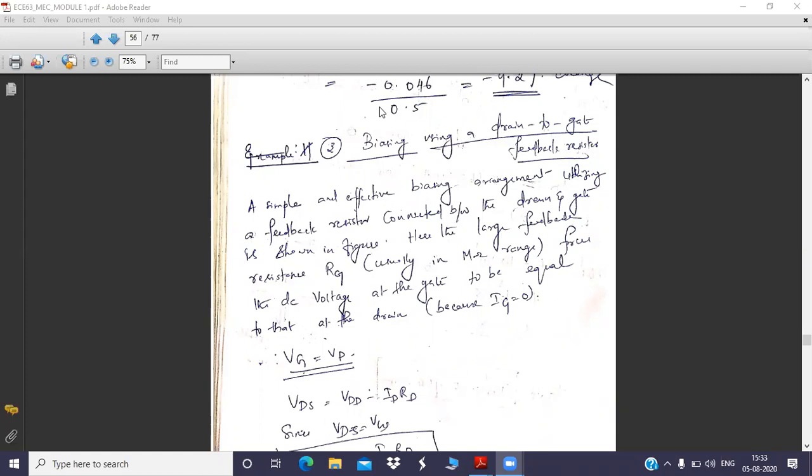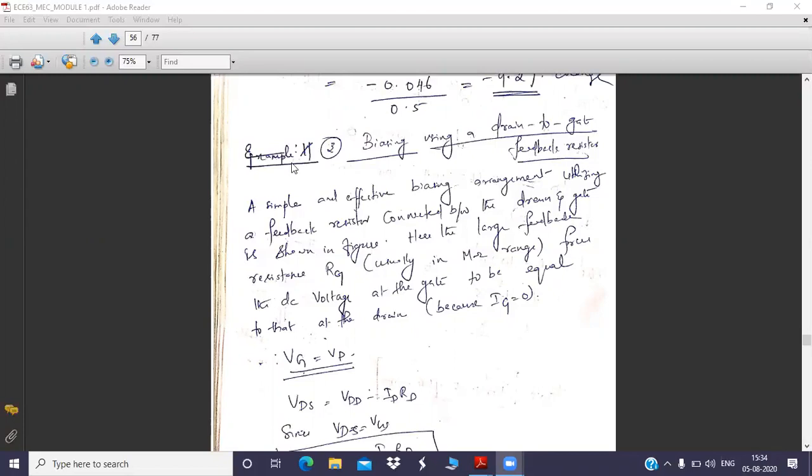Mathematically, or graphically, I have proved it, isn't it? I drew the graph VGS versus ID. Then I drew the DC load line, and I found the slope of the DC load line to be -1 by RS. Then I explained that when RS increases, the slope decreases, and the variation of ID1, ID2, VGS1, VGS2 is very small, which means the Q point shifts very little. That is what we have mentioned in case 2.